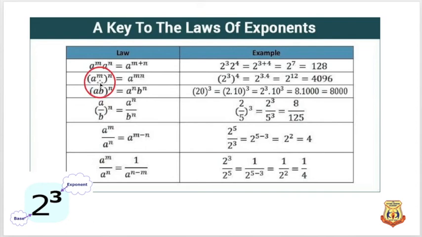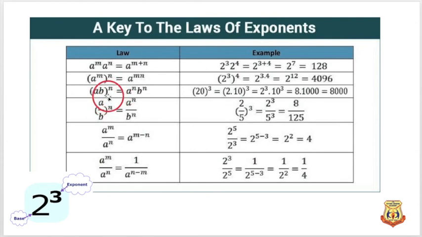Another way: a to the power m, bracket close, then power is n. In that case, the answer is a to the power m into n, or mn. Here is the example: 2 to the power 3, bracket close, and the power again is 4. So 3 into 4, which is 12. So 2 to the power 12, that means you have to multiply 12 times, and you will get this answer.